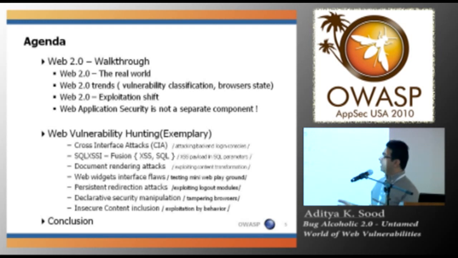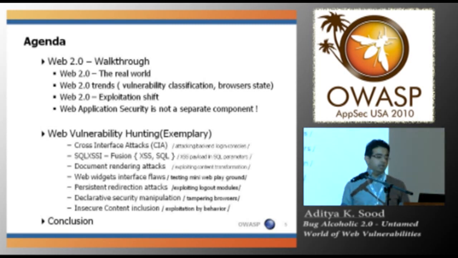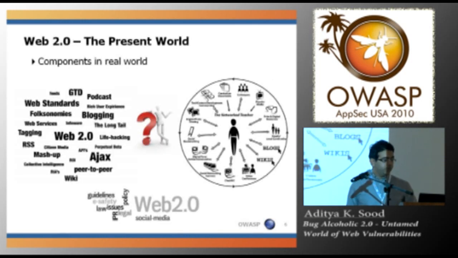We will also cover persistent redirection attacks, declarative security manipulation, and insecure content inclusion. The 7 attacks I'm going to discuss are web vulnerabilities that have been found in high-profile vendors and devices, as well as big companies that are open service providers, for example, Yahoo, Google, and others.